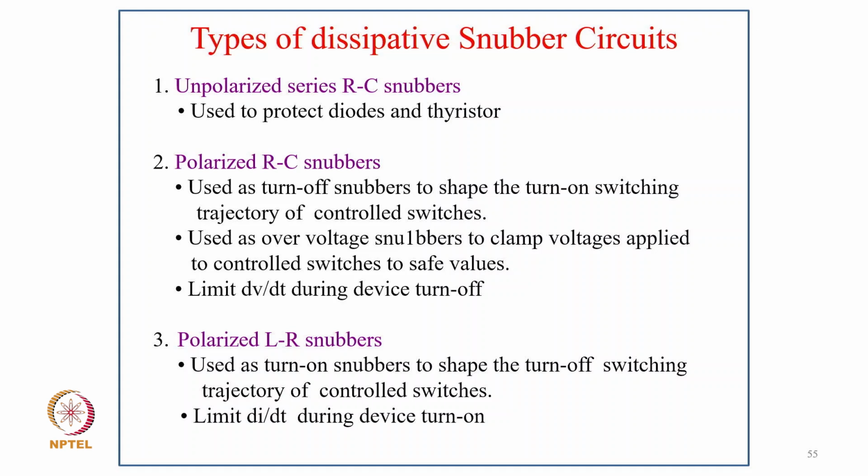Coming again to the types of dissipative snubber circuits: unpolarized RC snubbers are used to protect diodes and thyristors. Polarized RC snubbers are used as turn-off snubbers to shape the turn-off switching trajectory of control switches, and as overvoltage snubbers to clamp the voltage applied to control switches, limiting dV/dt during the device turn off. And polarized LR snubbers are used as turn-on snubbers to shape the turn-on switching trajectory of the control switches and limit dI/dt during the device turn on.